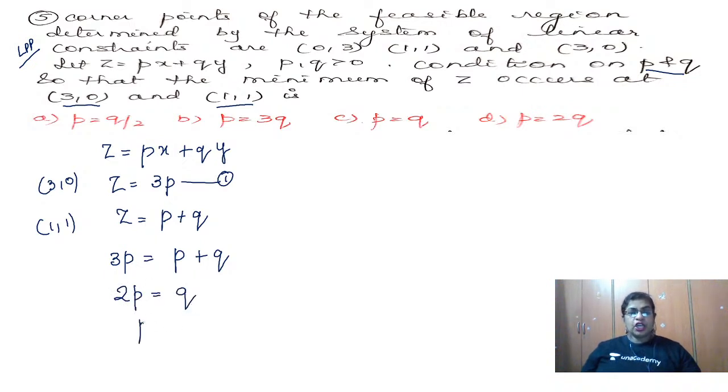So what is the condition now? p should become equal to q by 2. Yes, look at the options. Which option is satisfied? So p is equal to q by 2. Option A is going to satisfy our answer. Is that clear? Yes? Okay, so I hope the idea behind this is clear. You had to find the condition on p and q. Yes, so we move on to the next question.